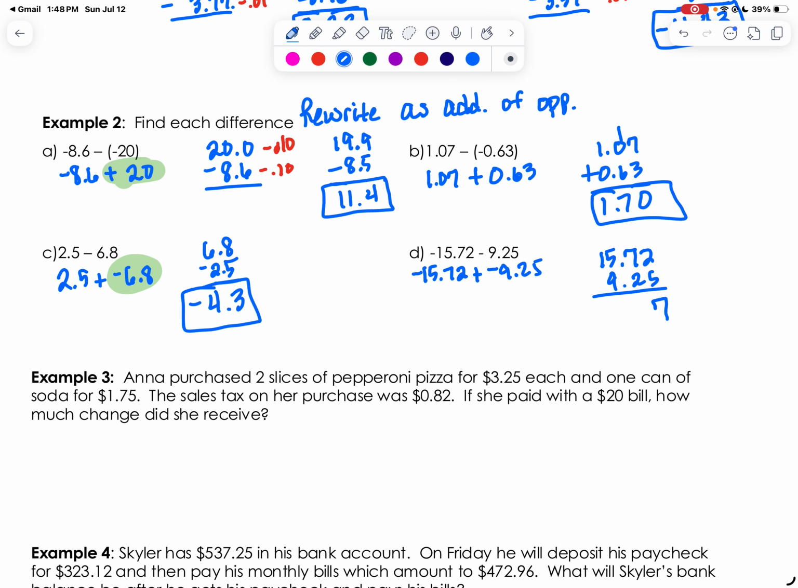2 plus 5 is 7, 7 plus 2 is 9, 15 plus 9 is 24. Because both the numbers in the original problem were negative, our answer must also be negative. So negative 24.97.